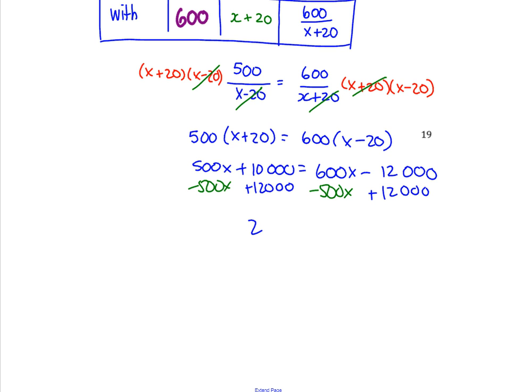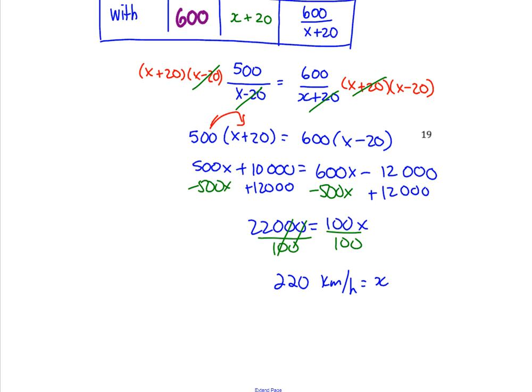Plus 12,000, so 22,000 equals 100x. So you should have 220. What are the units? Kilometers per hour equals x. So you use the distributive property: 500x plus 10,000 equals 600x minus 12,000.